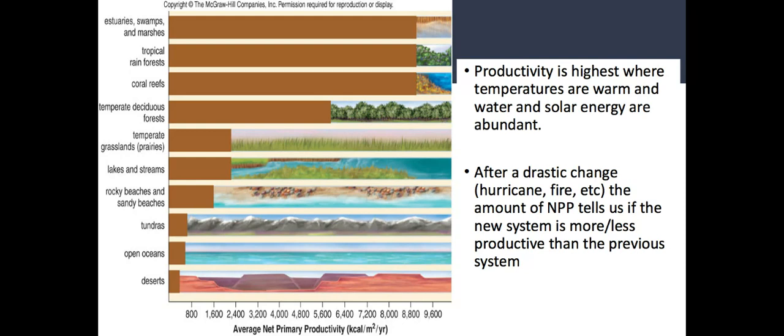It is very possible that after some type of drastic change, so let's say we're in the tropical rainforest, a good example of drastic change would be deforestation. As we cut down large amounts of trees, we're not going to be as productive because those trees are no longer there to undergo photosynthesis. Hurricanes, fires, tornadoes, earthquakes, any type of drastic change that could cause the removal or death of large amounts of producers will indeed have a drastic effect on what the net primary productivity of that biome is.